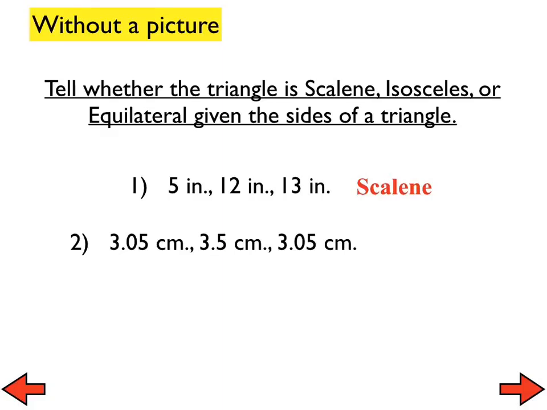Okay. Number 2, look carefully. What kind of triangle is this one? Isosceles. There's 2 of them that are 3.05. And the third one? Equilateral. They're all the same.